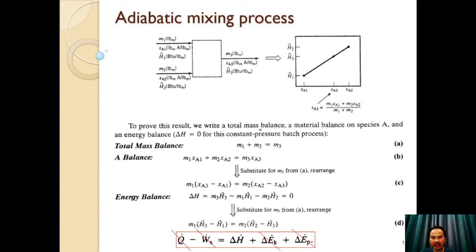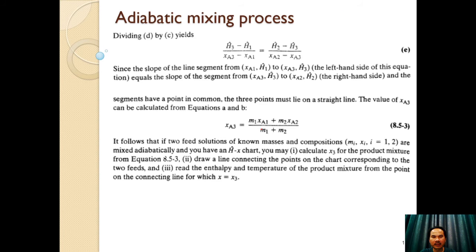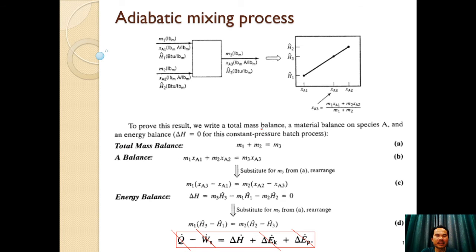Adiabatic mixing process, that's right. For this case, we have a mixing with adiabatic. Adiabatic means there is no heat transfer from the system to the surroundings. Okay, for this, we draw the flow chart. We have M1 at feed 1, M2 feed 2, compositions XA1, S1 and XA2, S2, and then you get the mixture M3, XAT, ST.